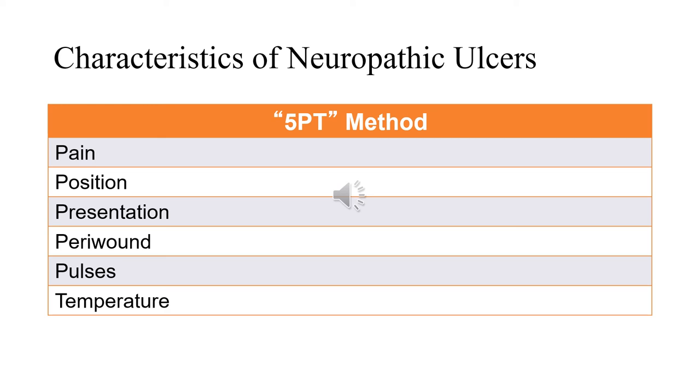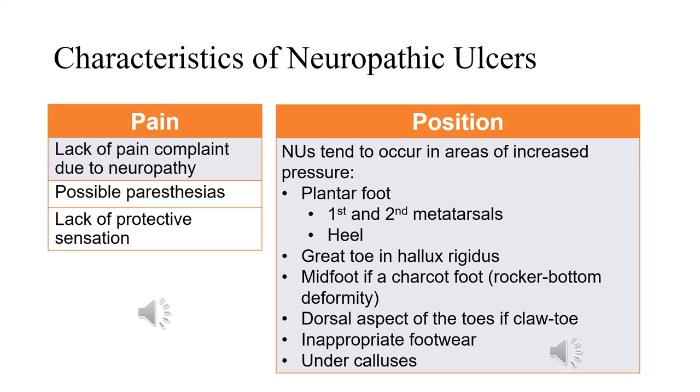All right, now let's take a look at the characteristics of neuropathic ulcers using the 5PT method. So the first one is pain. If you think about it, these patients usually are not able to perceive pain, which is a problem. So the lack of pain impacts their ability to be adherent to their program at times. Sometimes the patients may have pain that's more related to a paresthesia.